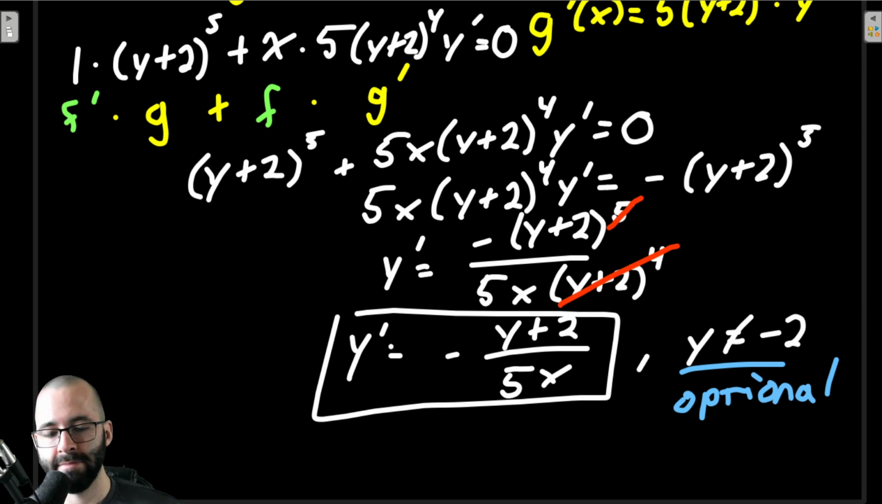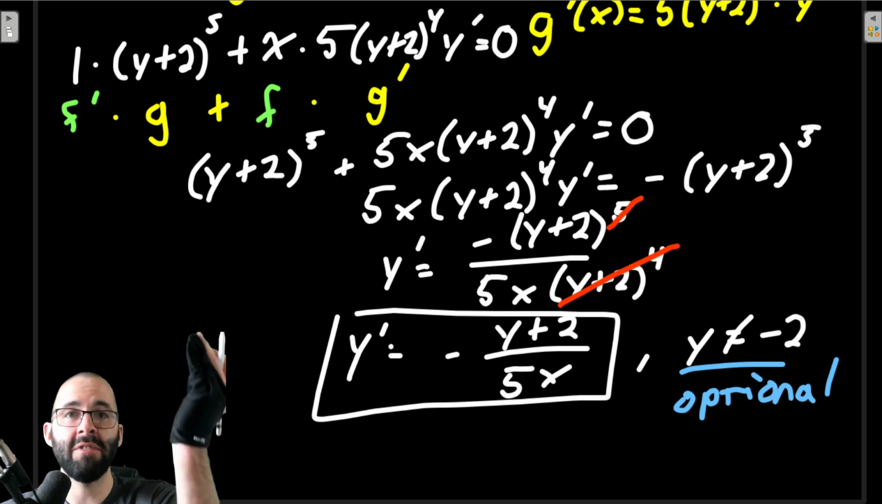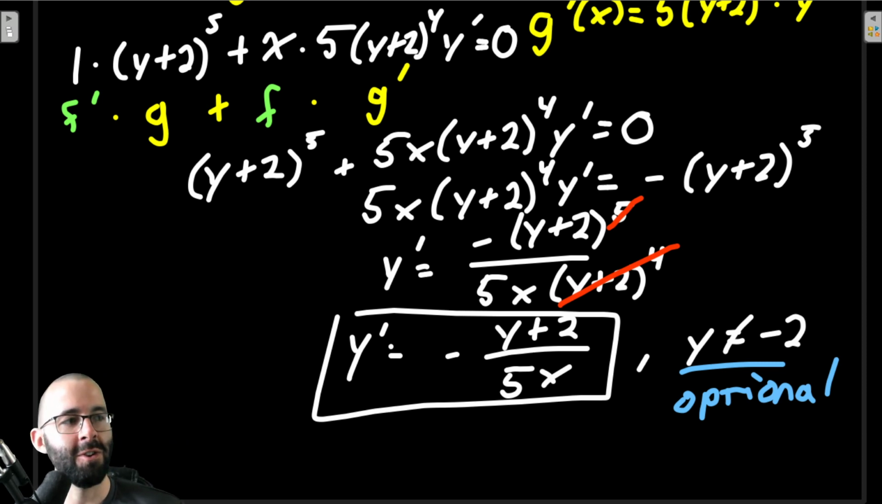There we go. We found our slopes. Implicit differentiation, finding slopes of things that are not functions. Stay tuned for the next video.